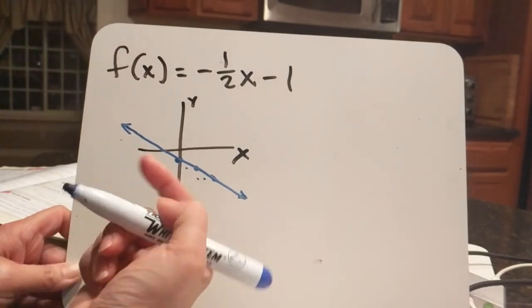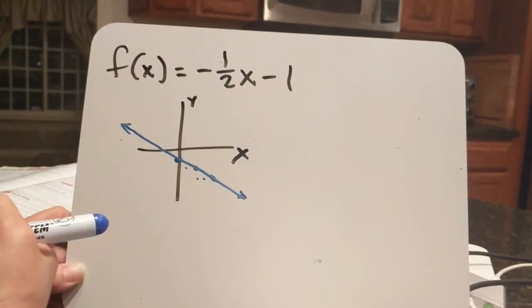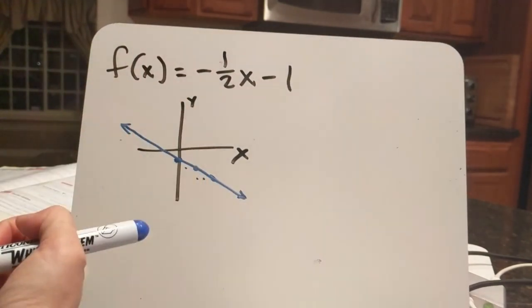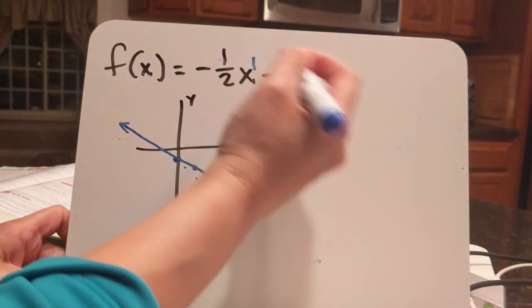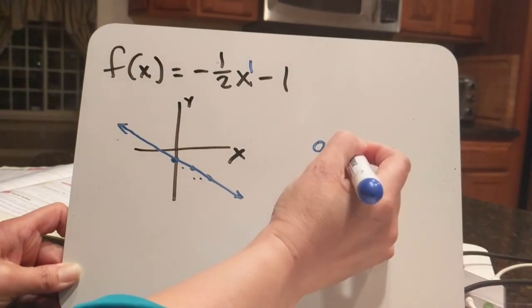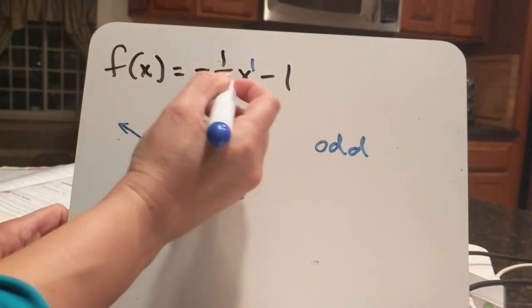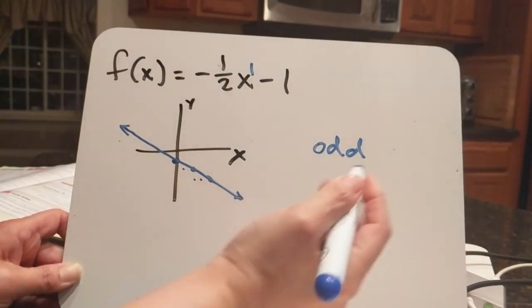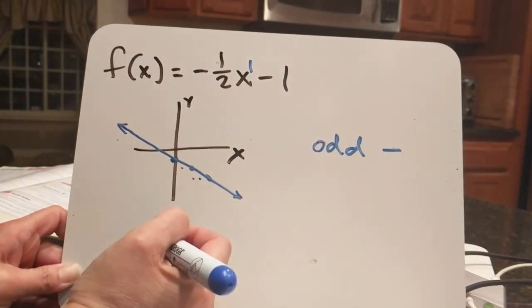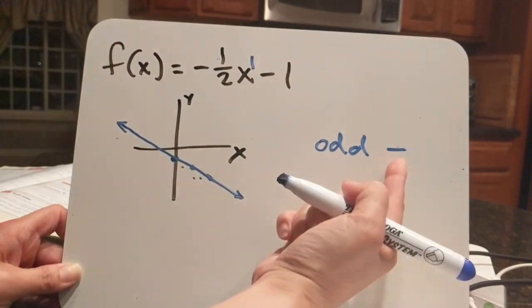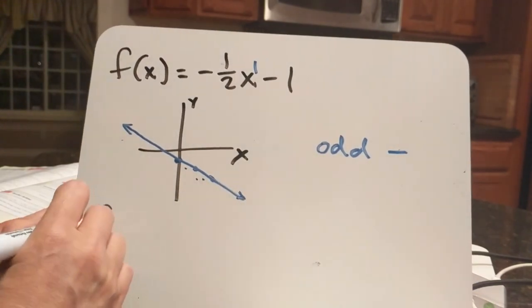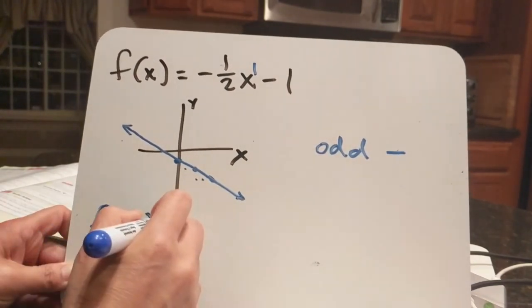Well, let's say I didn't know what it looks like, but I have to describe it. So let's look at the two things I said were important. The first one is the degree. The degree of this function is a 1. That is an odd number. But now let's look at the leading coefficient. Is it positive or negative? This one is negative.